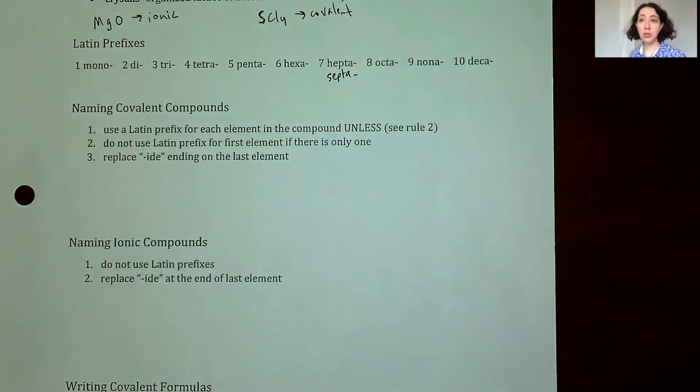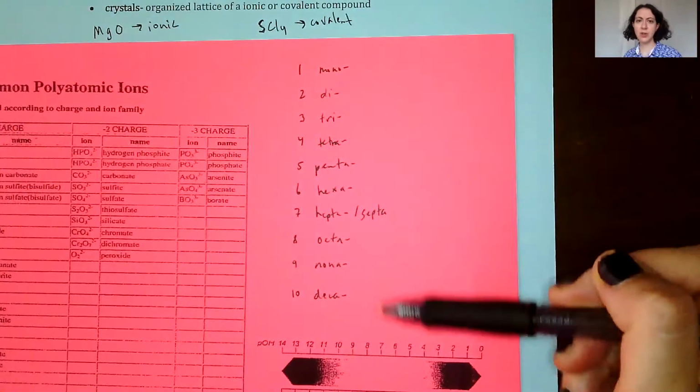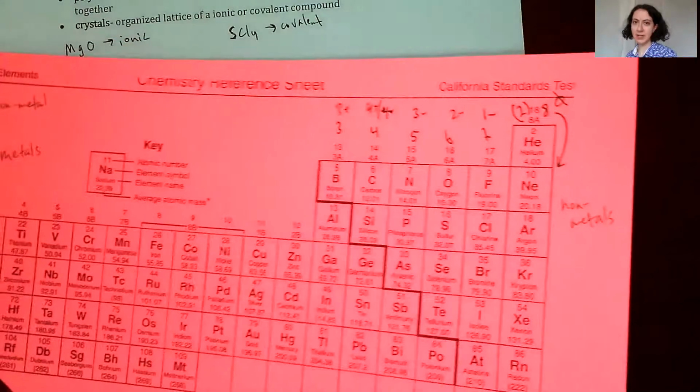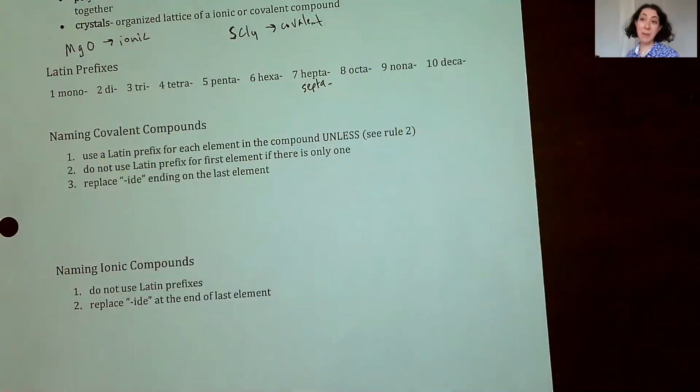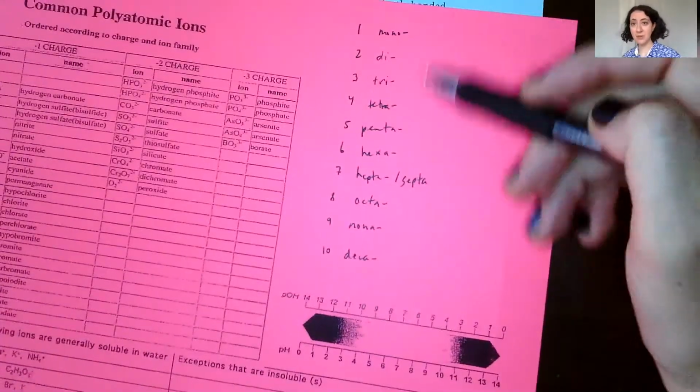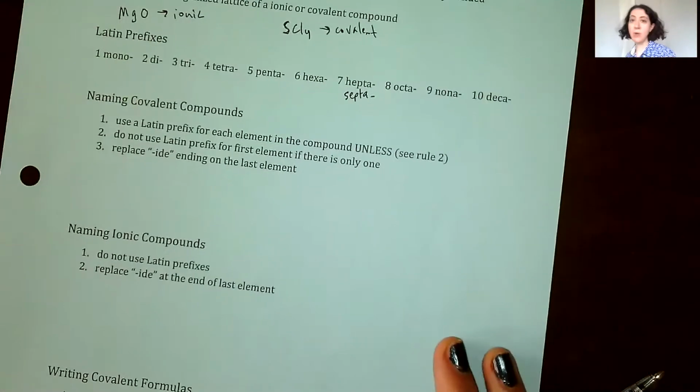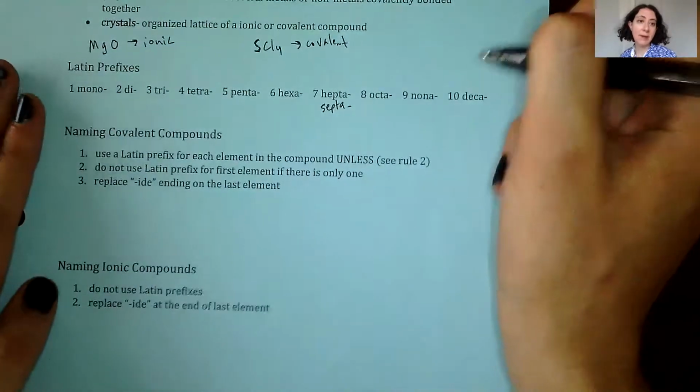You should be pretty familiar with them, but you don't actually have to memorize them. In fact, you can add these onto your periodic table. This is the front of your periodic table, and we're going to start using the back of the periodic table, so you can add those right here. Let's talk about how we can use these to help us name these compounds.